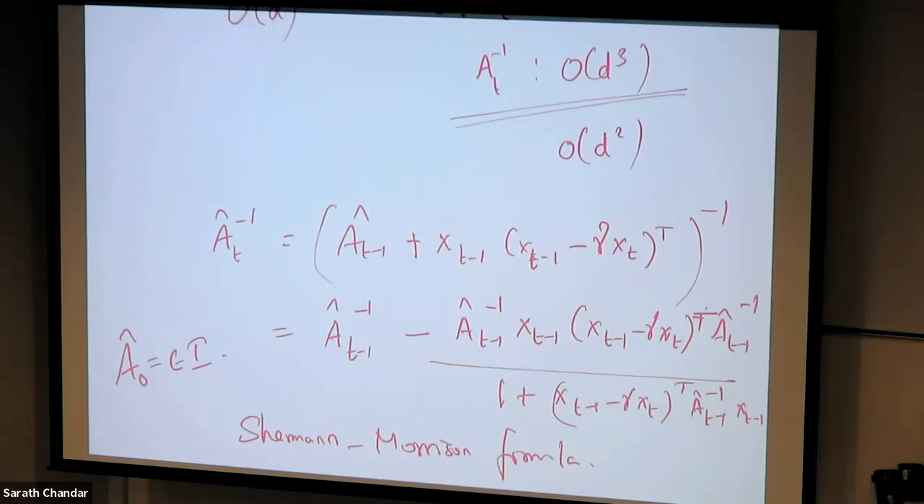Now, overall, the computation complexity of LSTD is just order D square per time step when compared to order D for gradient TD. Is that fine?